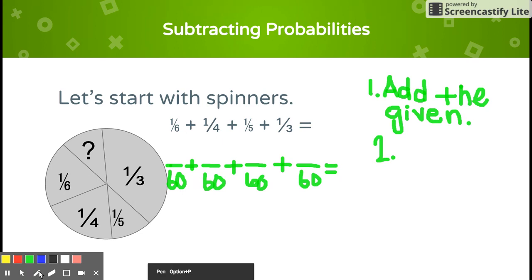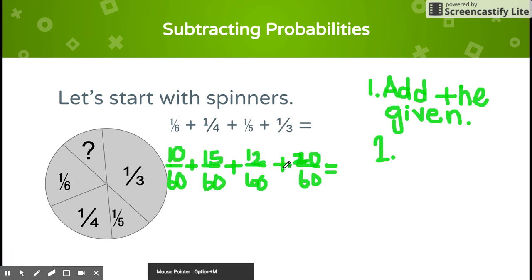All right, so we know that our common denominator is 60. So now all we have to do is multiply our numerator by whatever we multiply our denominator by in order to make some equivalent fractions. So what do you multiply 6 by to get 60? What do you multiply 4 by to get 60? What do you multiply 5 by to get 60? And what do you multiply 3 by to get 60? Go ahead and pause the video here and complete the fractions.